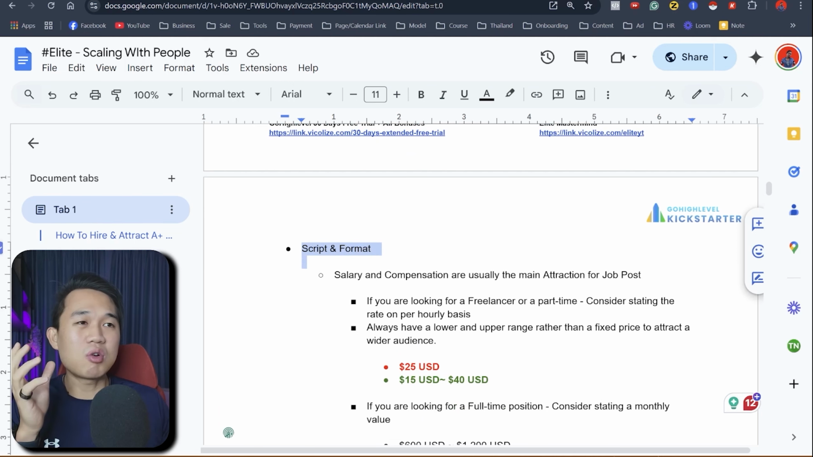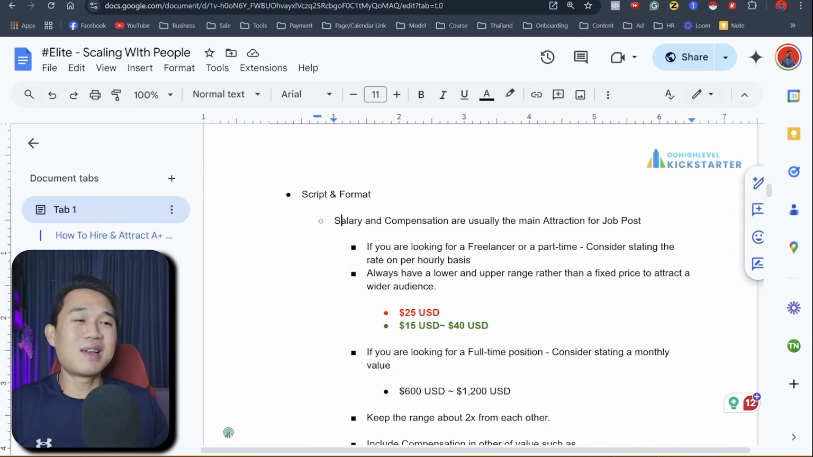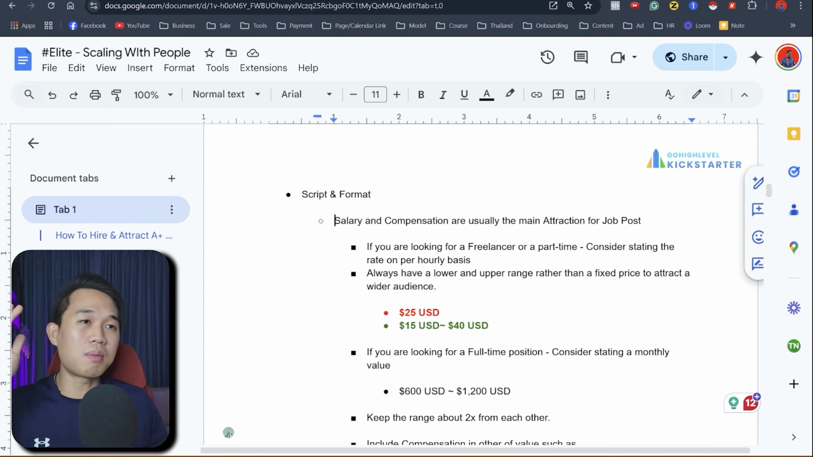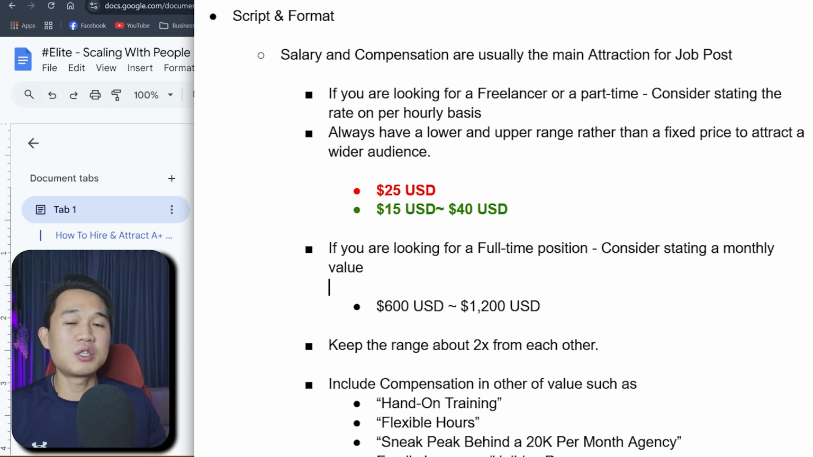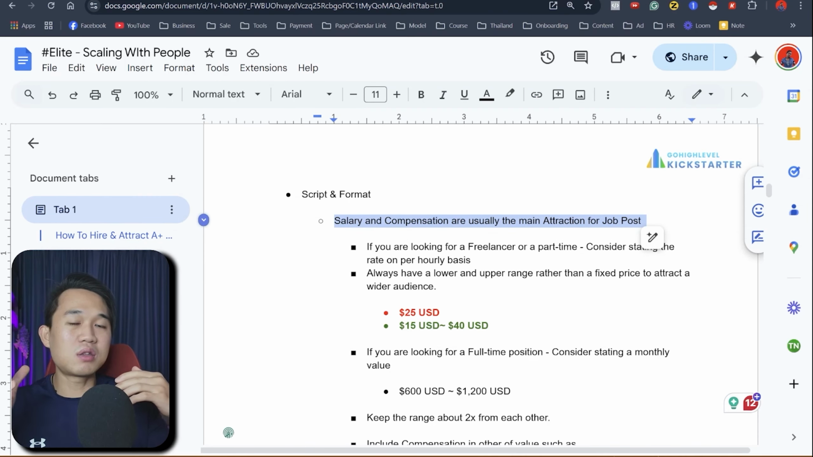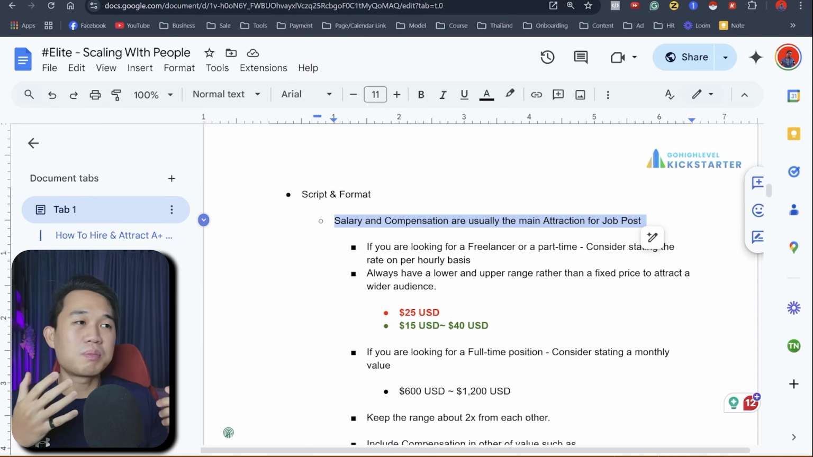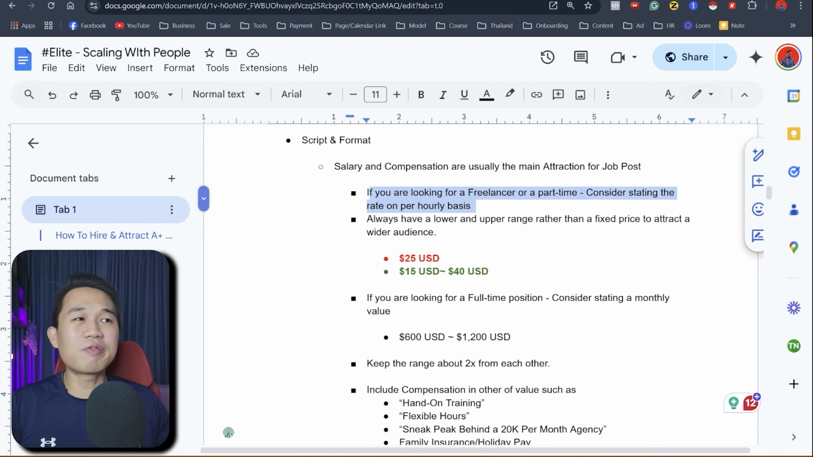Now, when it comes to the scripts and format, this is how you write the job ad, right? There's actually a certain structure, and I'm going to show you some examples here. First of all, you want to make sure that the headline, or somewhere on the top of the job post, has salary and compensation. That's usually the main attraction for job posts, right? Now, obviously, there's got to be some context here. If you're hiring for a CFO or COO, or a business partner, the salary and compensation are not that important. It's all about mission. And if you're looking for a freelancer for a part-time position, consider stating the rate on an hourly basis, right?